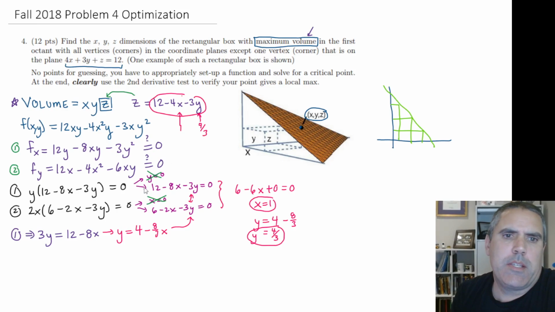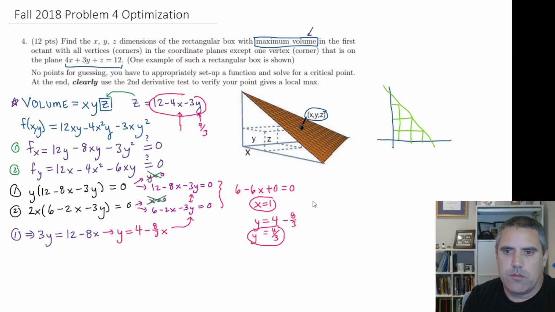Did they ask for the dimensions? Find the dimensions. Yes, that's what I'm doing. So z is going to be 12 minus 4 minus 4. 12 minus 8, so z is 4.